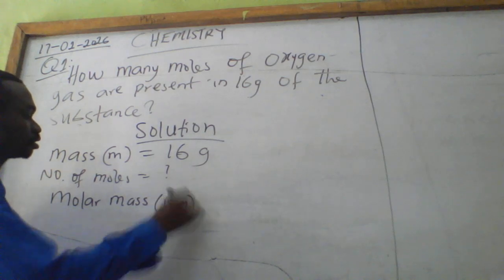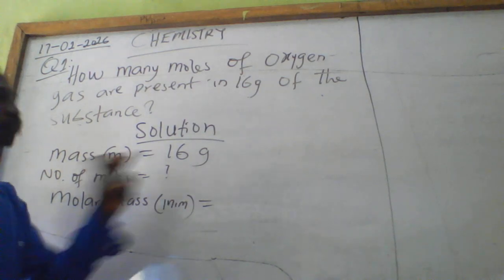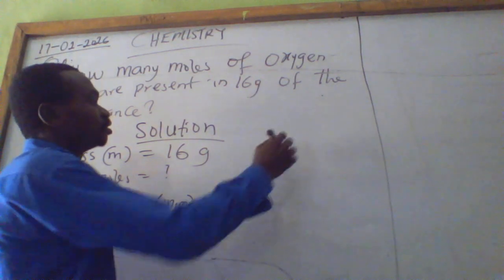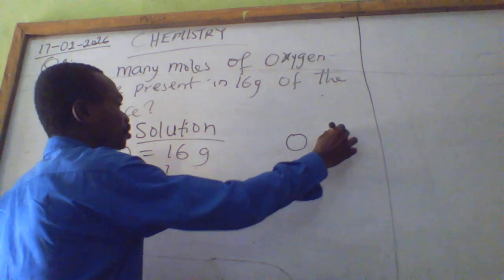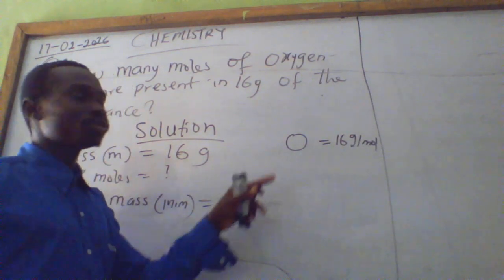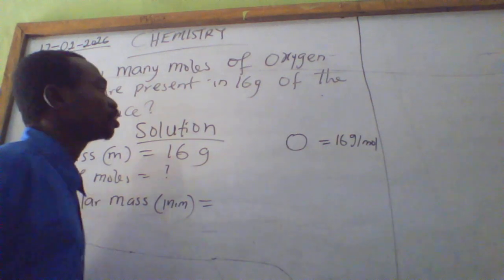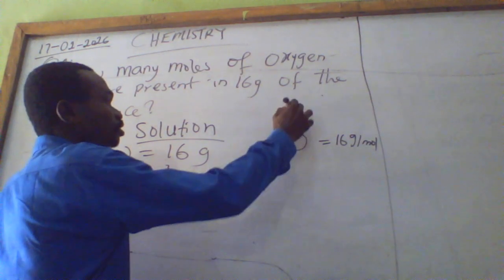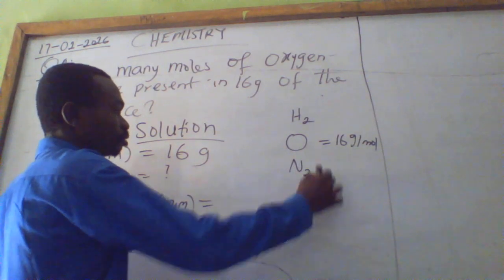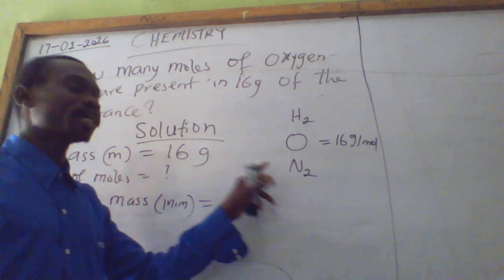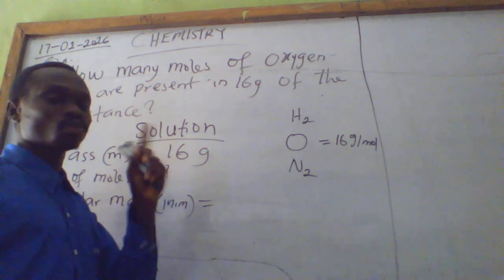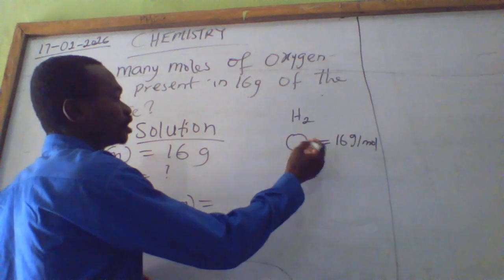Can I write molar mass? So what will be the molar mass of oxygen? Of course, we know that the relative atomic mass of oxygen is 16, so oxygen is 16 grams per mole. Recall that oxygen is a diatomic molecule. Examples of diatomic molecules are hydrogen and nitrogen. That is, we always need two atoms of the element to combine to form just one mole of it. So in this case, I have oxygen.